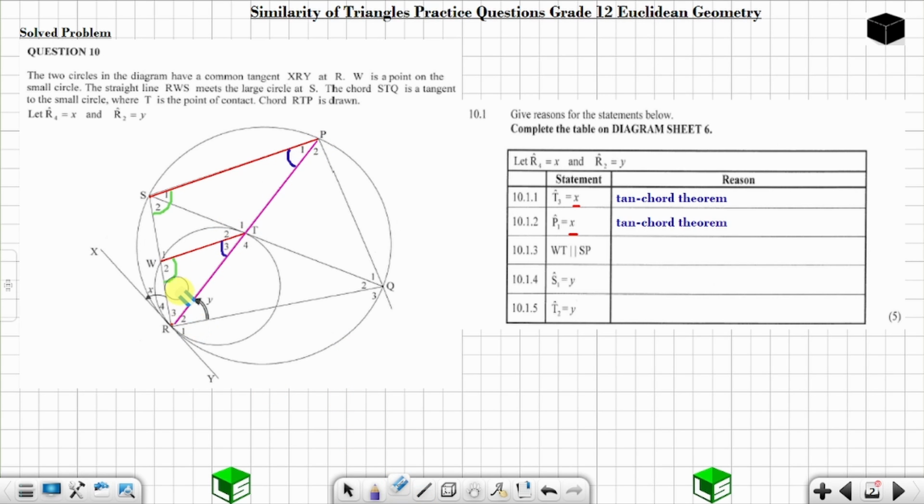You can see angle T3 is equal to x, angle P1 is equal to x. So you can see the two angles are equal. They are both equal to x. So these are corresponding angles, equal corresponding angles, or you can say corresponding angles equal. Now question 10.1.4.